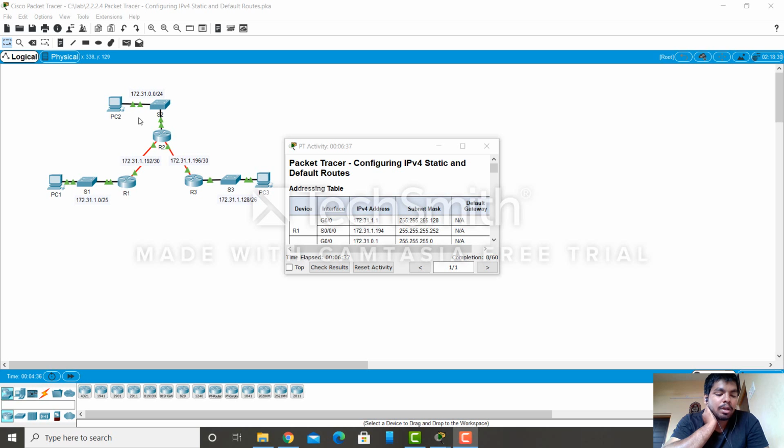To enable Routing Information Protocol, enter the command router rip in global configuration mode. Router 1 configuration, router rip. Router 1 configuration router, version 2.